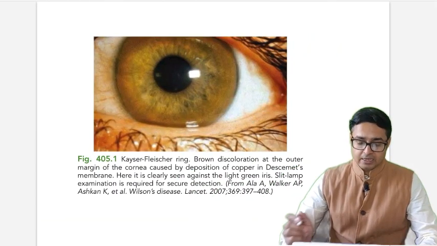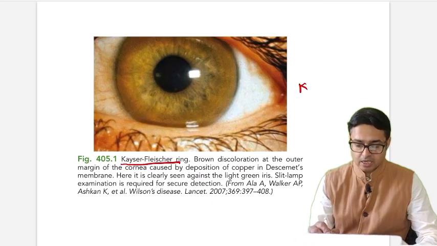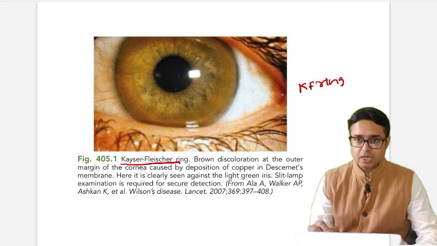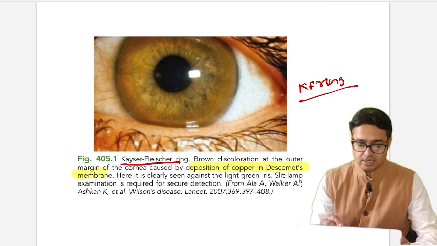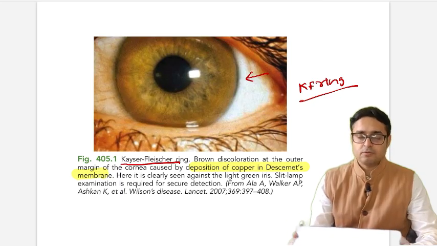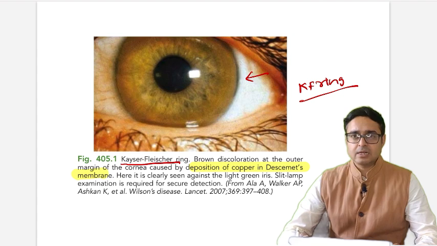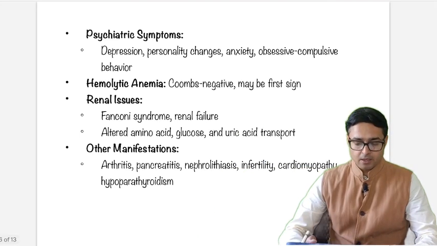In the eyes, just see this is the Kayser-Fleischer ring, popularly known as KF ring. So, what do you have to know about KF ring? KF ring is actually deposition of copper in Descemet membrane. As you can see here, this is deposition of copper in the basement membrane. We have to see it on slit lamp examination. We will discuss this later also.